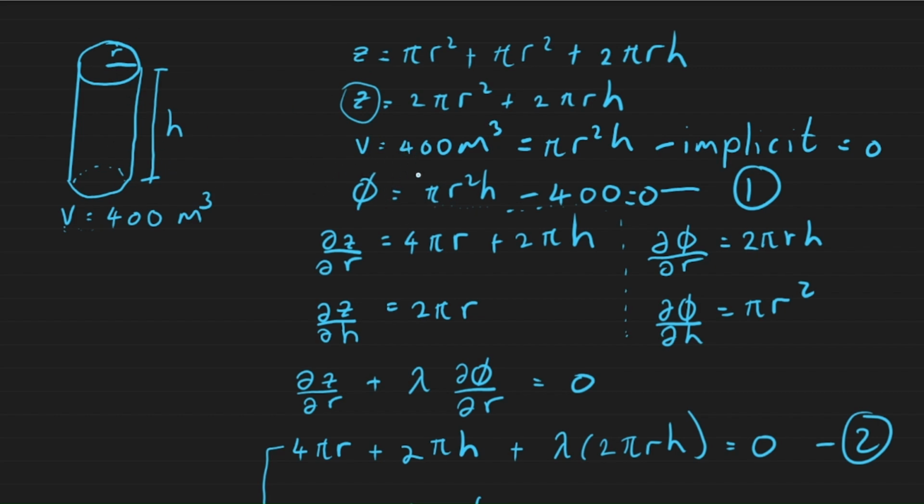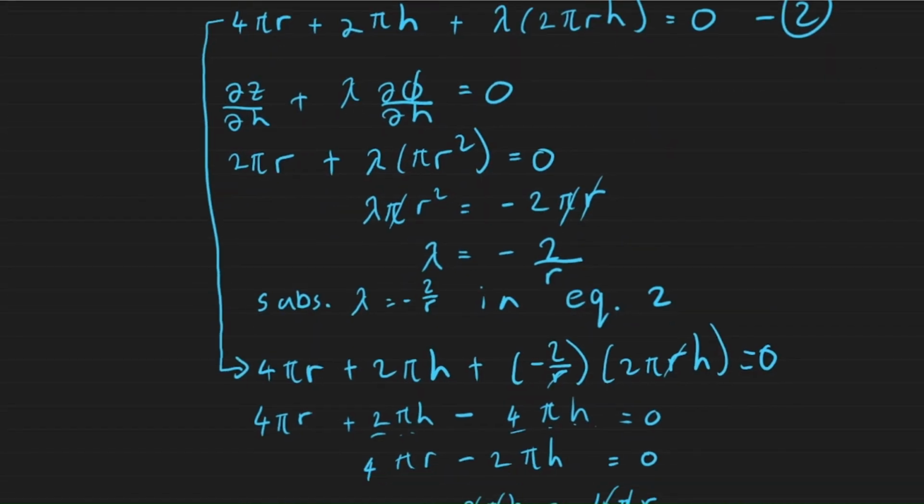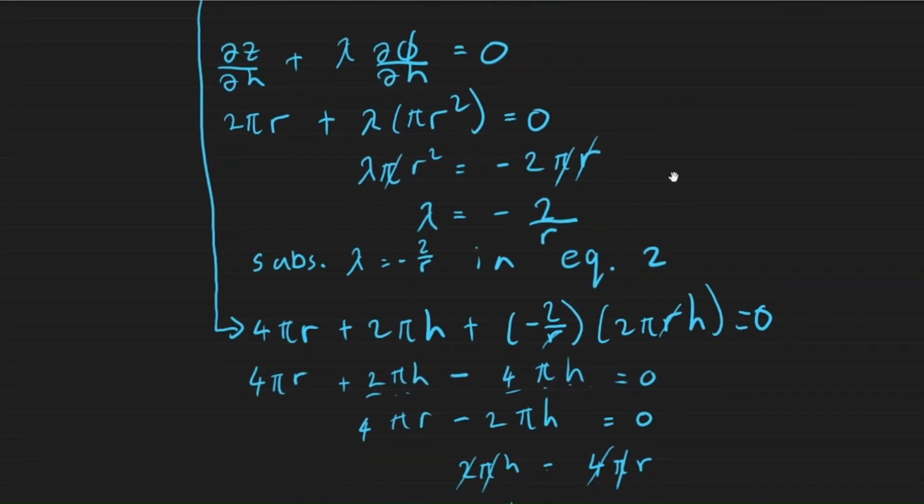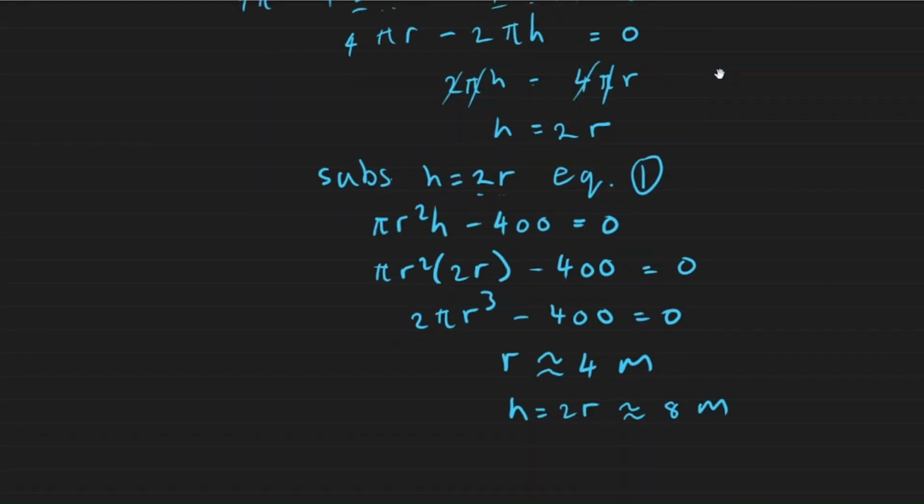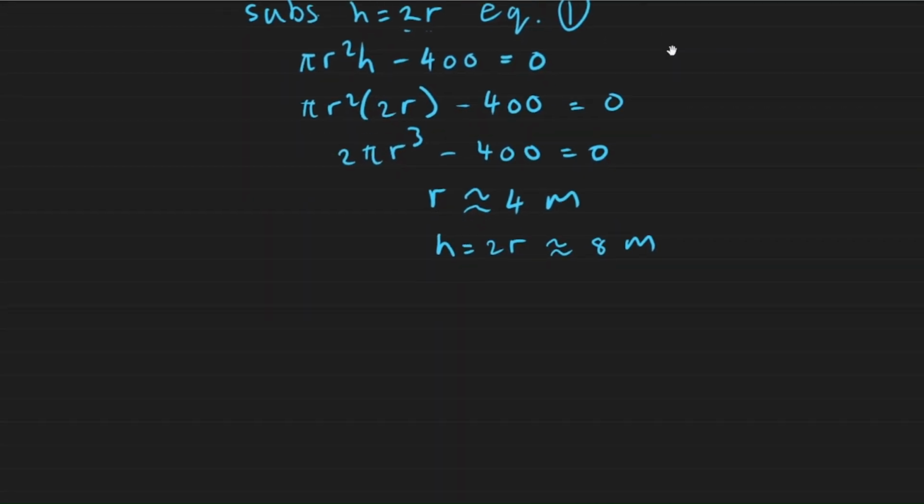So we create the implicit function in terms of volume, and we then create our three equations. Remember, the two equations are dependent on the derivatives. So we find the derivatives, we set up our three equations, we then solve for our three variables, that's r, h, and lambda, and then we come across our optimal solution. And our optimal solution says that when the radius is 4 meters and the height is 8 meters, then we have minimized the surface area subject to the constraint that it can hold a certain volume.